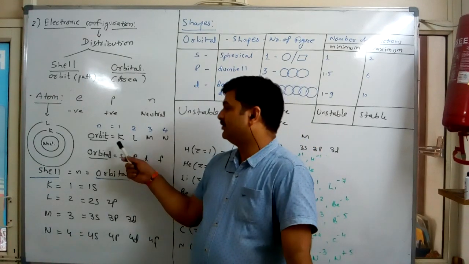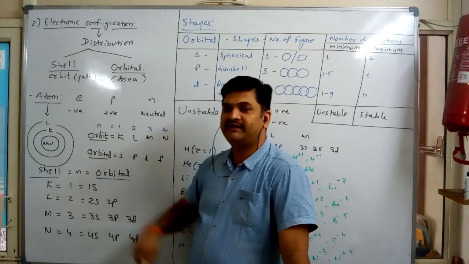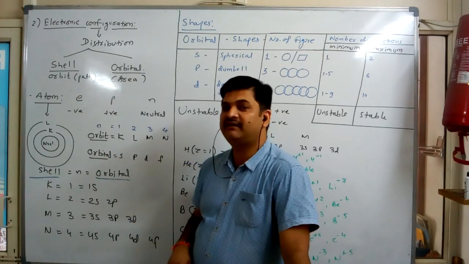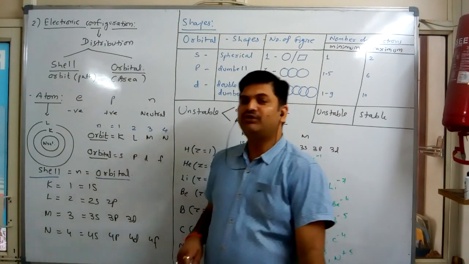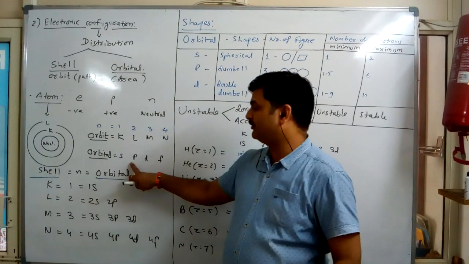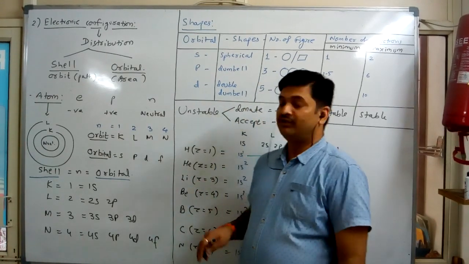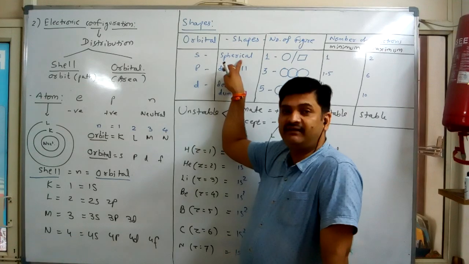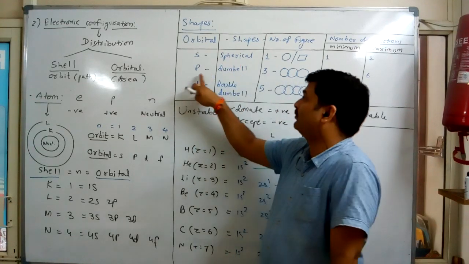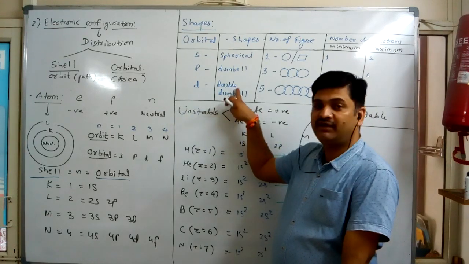Again I am repeating, whenever the motion of an electron takes place with respect to the nucleus, different shapes are created by this electron. And on the basis of this shape, the S orbital, P orbital, D orbital and F orbital will come. Now the shape of the S orbital is spherical, the shape of the P orbital is dumbbell, and the shape of the D orbital is double dumbbell.